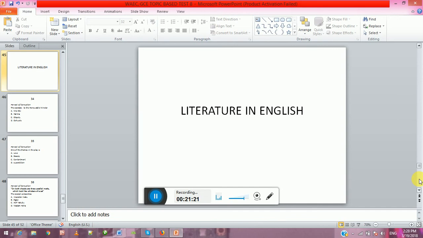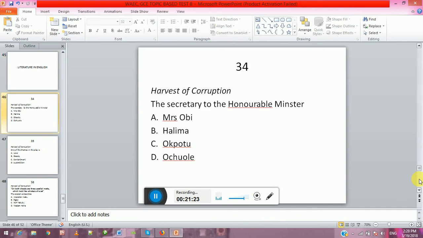Literature in English. Harvest of Corruption. The secretary to the Honorable Minister is A, Mrs. Obi, B, Halima, C, Okpotsu, D, Ochuole.